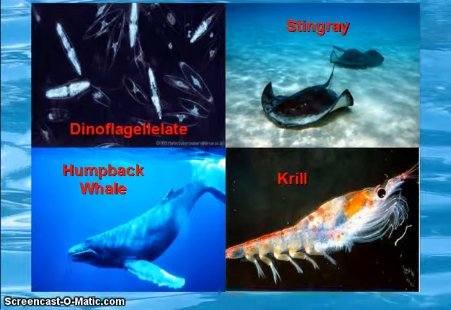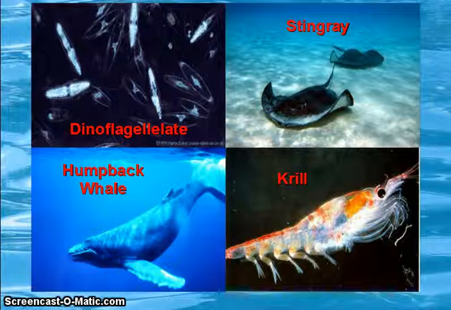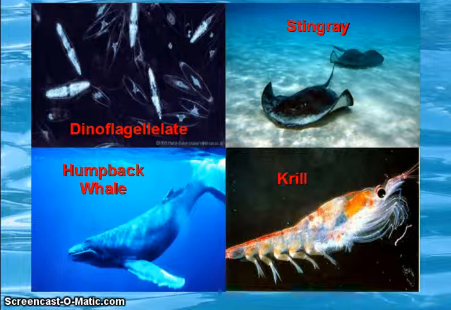Stingrays are a family of rays, cartilaginous fishes related to sharks. They are common in tropical and subtropical marine waters throughout the world. Krill is a shrimp-like marine crustacean, also known as euphausiid. These small invertebrates are found in oceans all around the world.